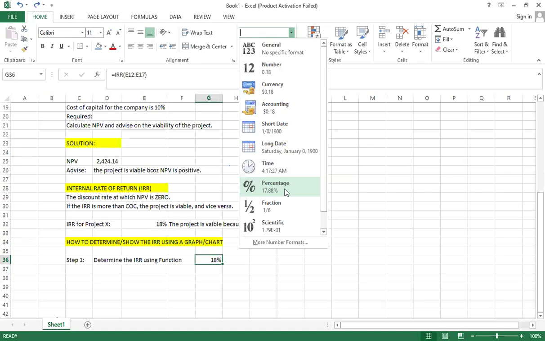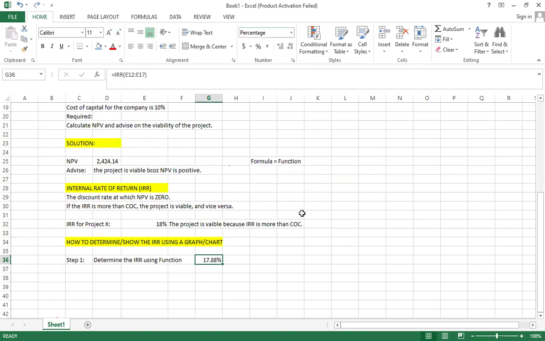Virginia, are you seeing the percentage item? Yes, I can see it. So click on it. All right. I hope that's okay. Yes, that's fine. Thank you.